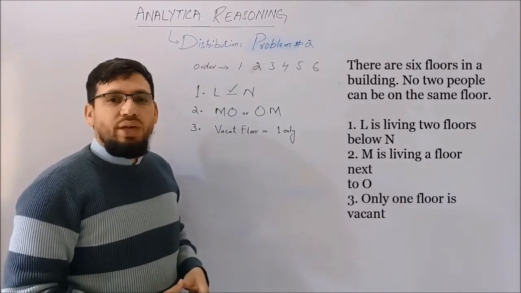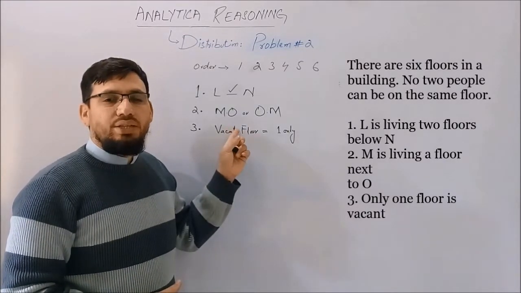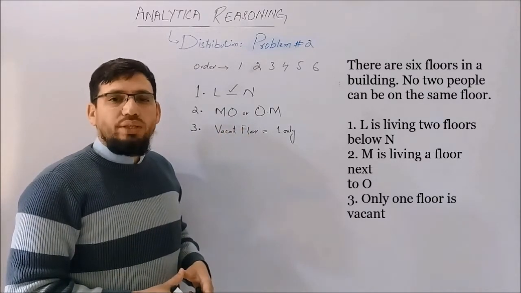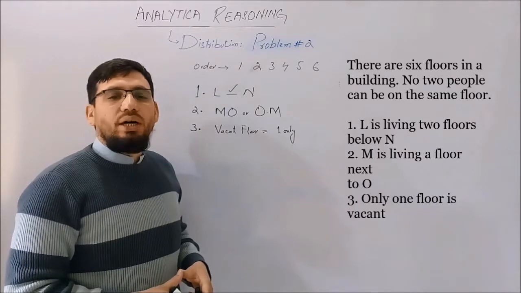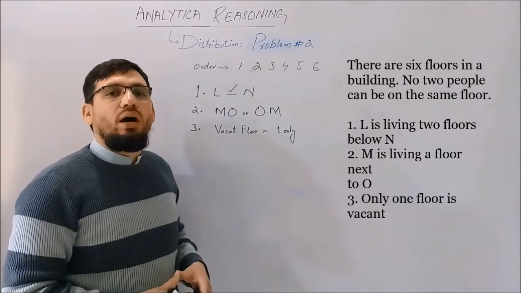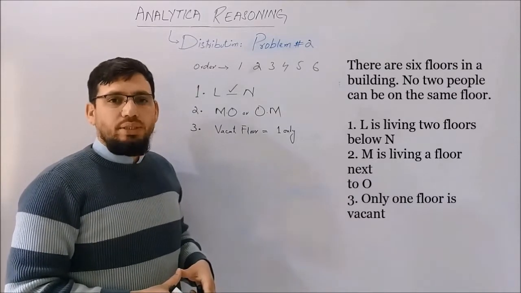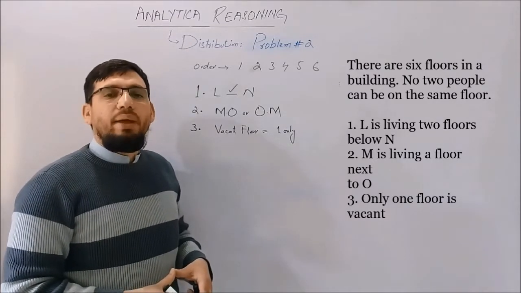The second information we have is that M must be next to O. But we are not confirmed about the order of M and O, whether M is living on the upper floor or O is living on the upper floor. Therefore, I just wrote down both of the possibilities about the positioning of M and O.